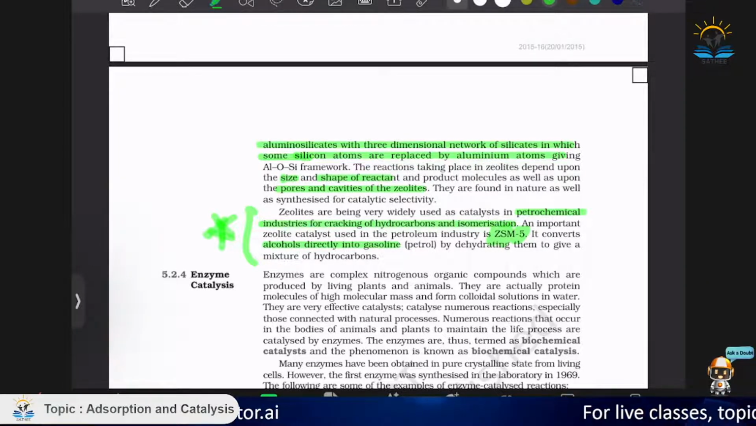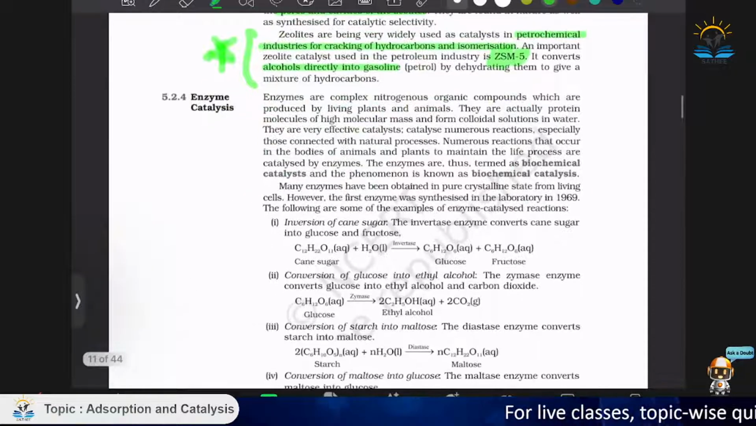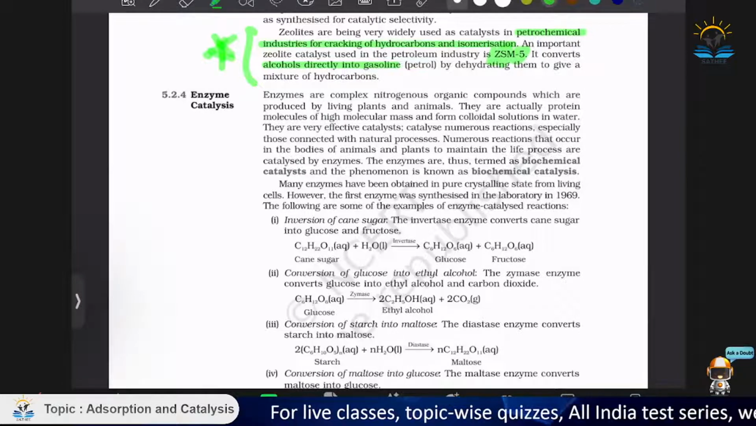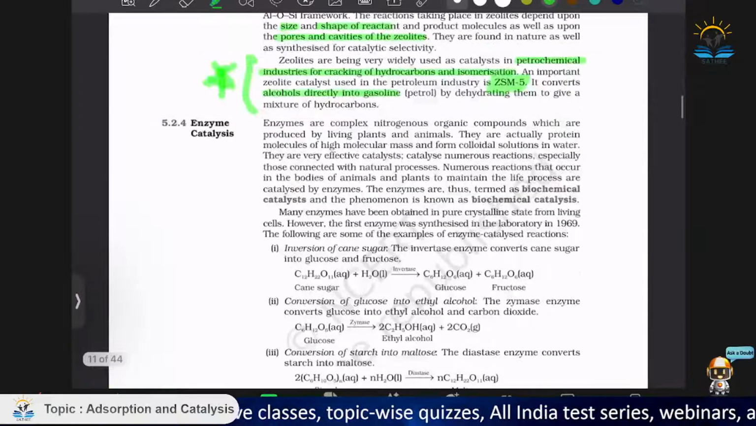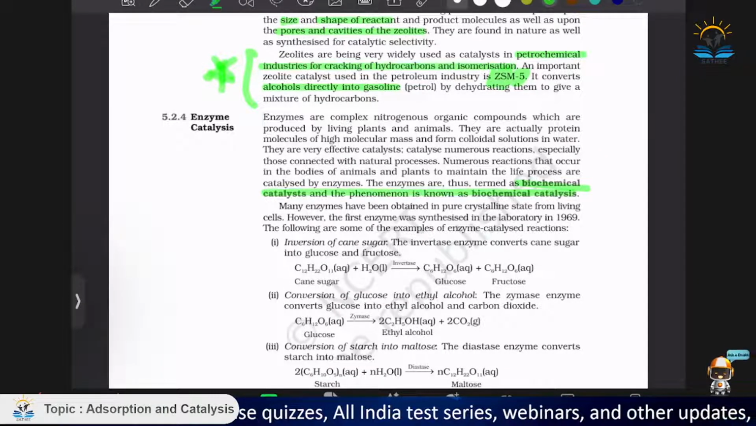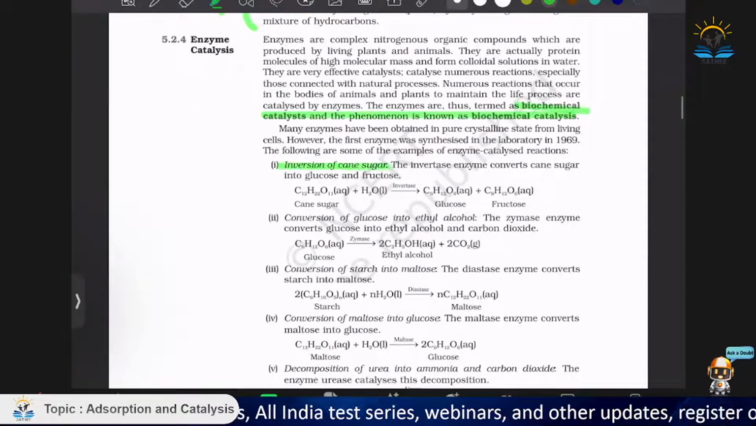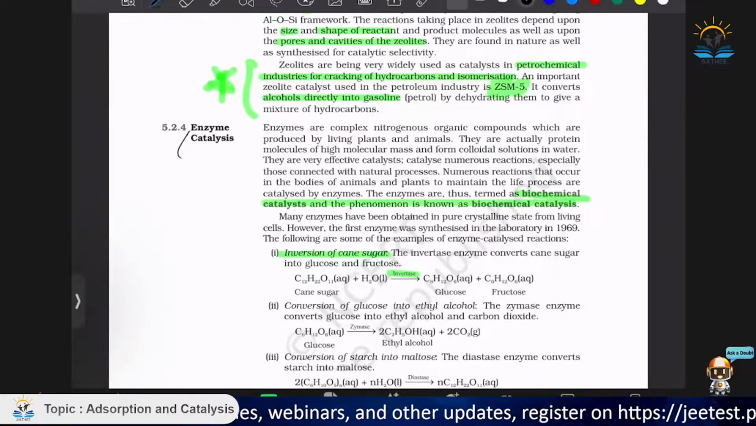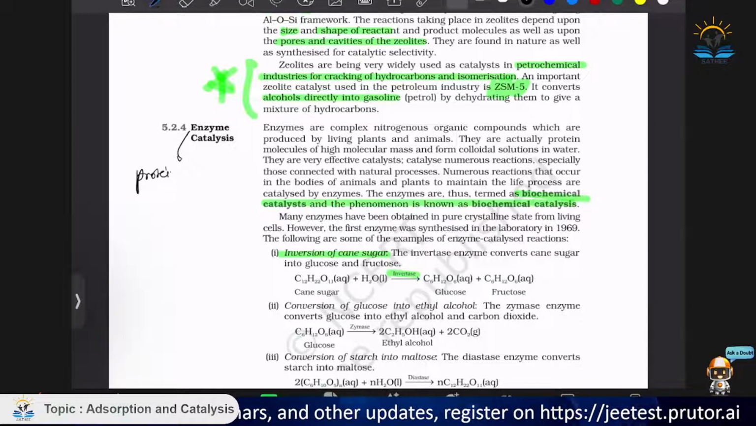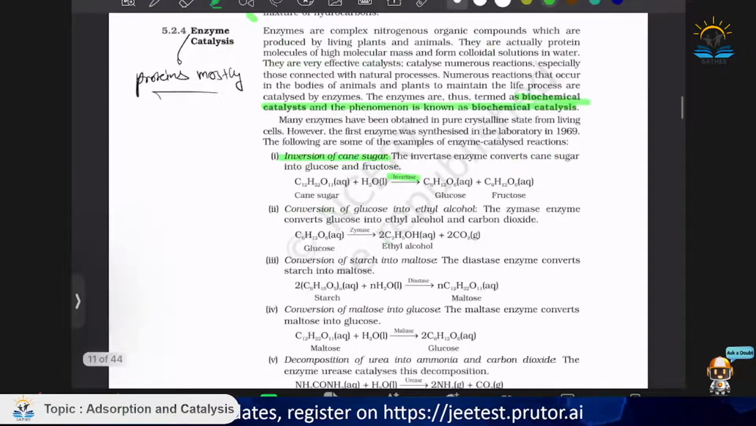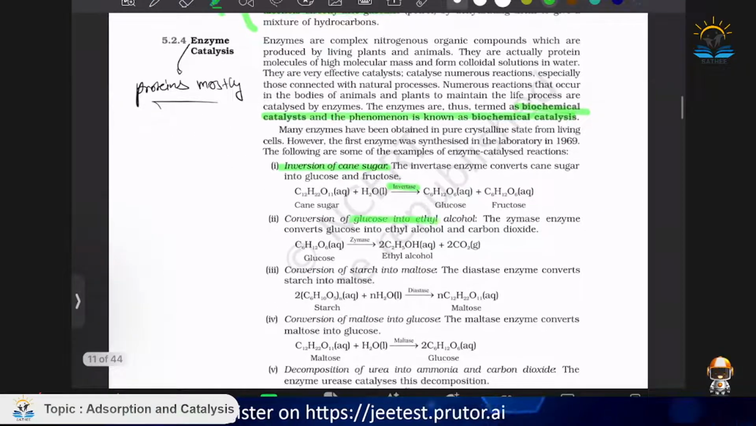Then let's move to enzyme catalysis, which I was telling you about in the beginning. Any biocatalyst is known as an enzyme. What is enzyme catalysis? It is a biochemical process where enzymes catalyze reactions. Just need to remember examples. Inversion of cane sugar, invertase is the enzyme. They are mostly proteins. Then conversion of glucose to ethyl alcohol.